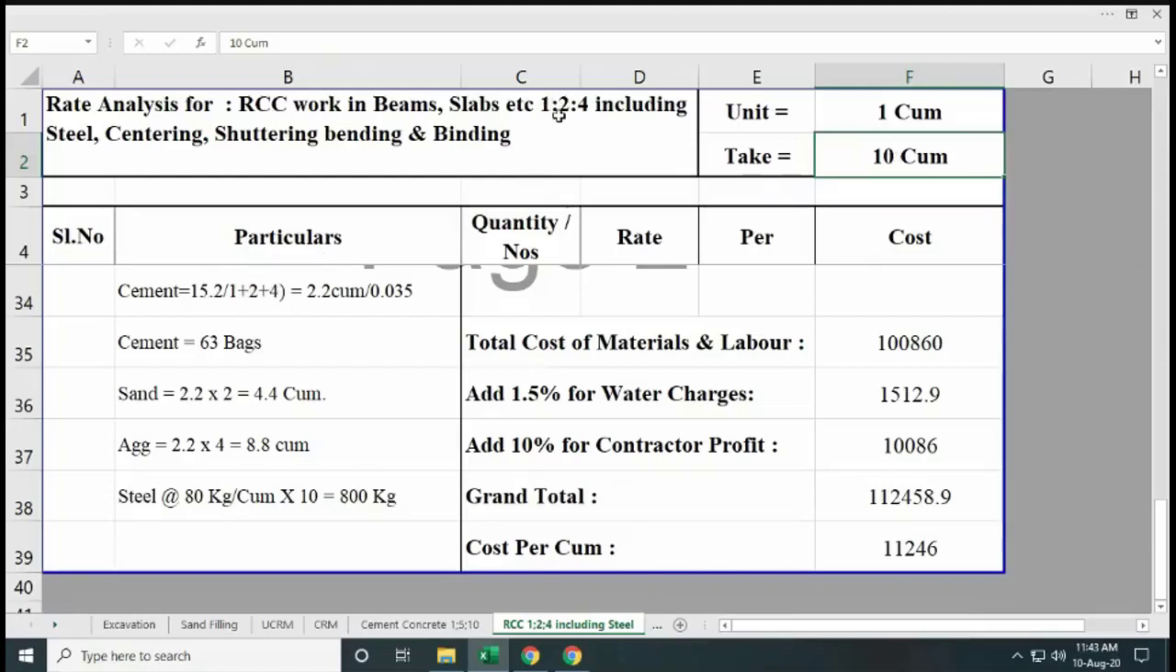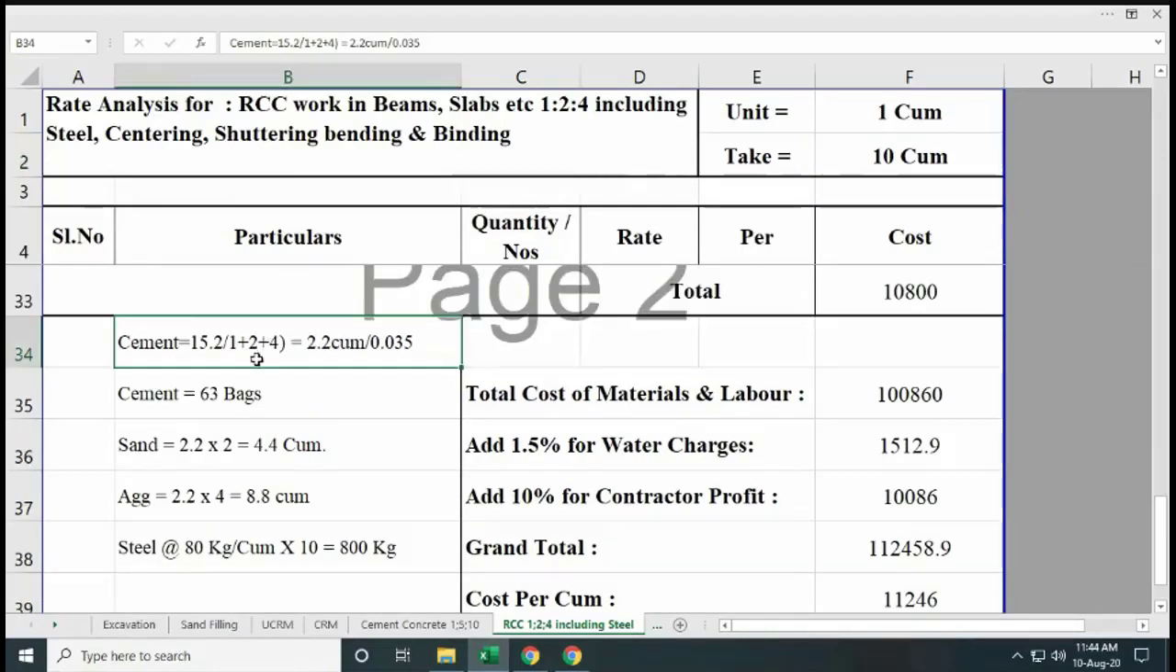So this is M15 grade of concrete. If you are doing M20 grade of concrete, only this proportion is going to change. 1 is to 1.5 is to 3, right? So here 15.2 divided by the proportion, that is 1 plus 1.5 plus 3. Only this number is going to change, right? So if it is 1, 1, 2, or 1, 1.5, 3.